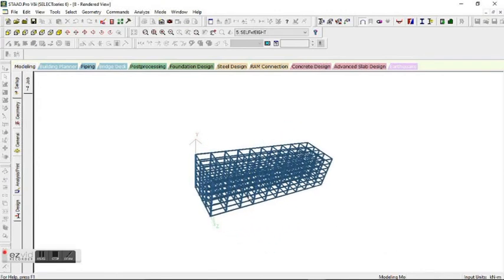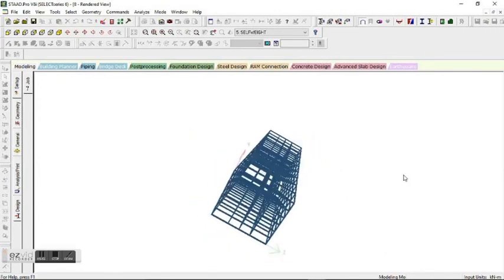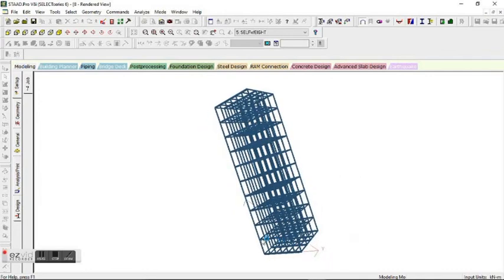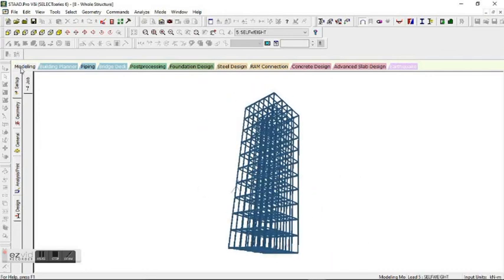So this is our whole structure in 3D version. Further explanation can be read in our report that was prepared by us.